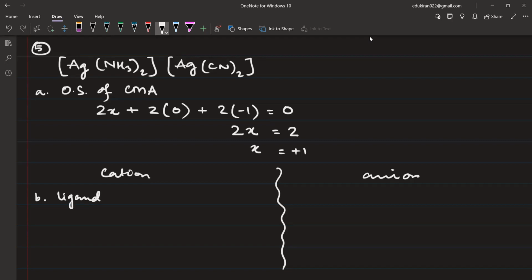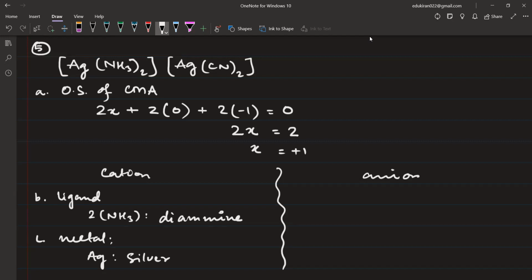It is 2NH3, which is diamine. Then you will write the metal. Metal is going to be Ag. In this case, Ag will be silver. And silver, how much oxidation state? 1.